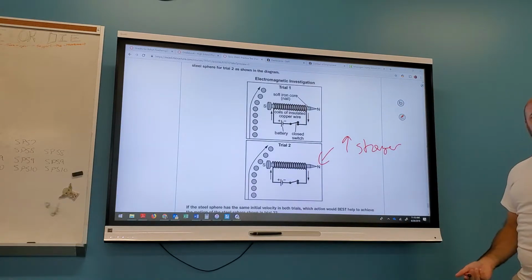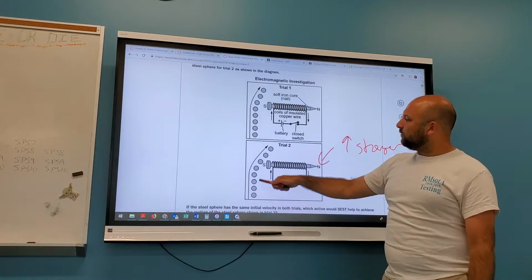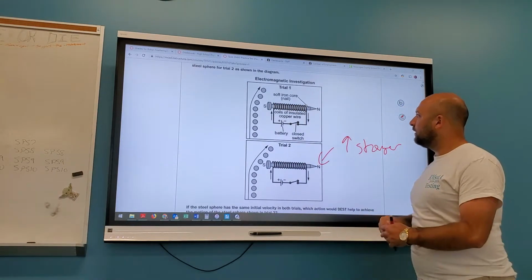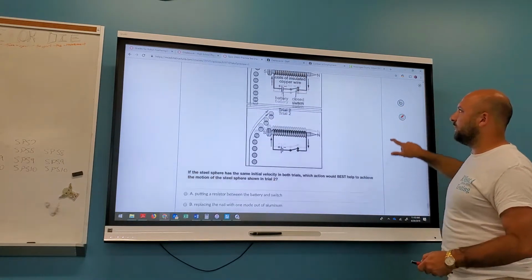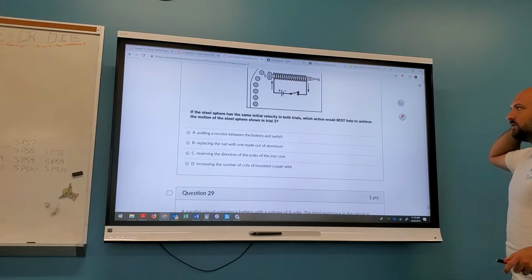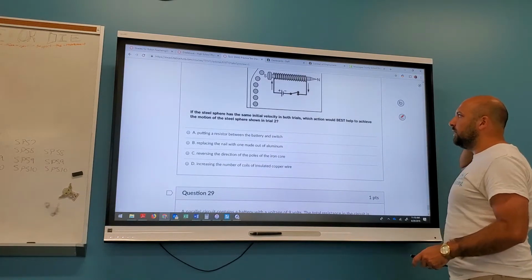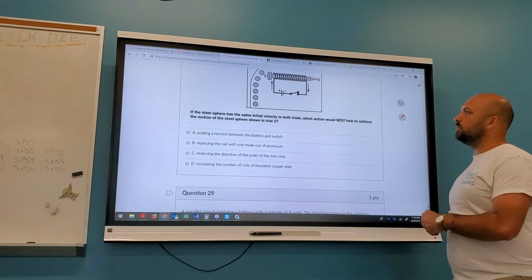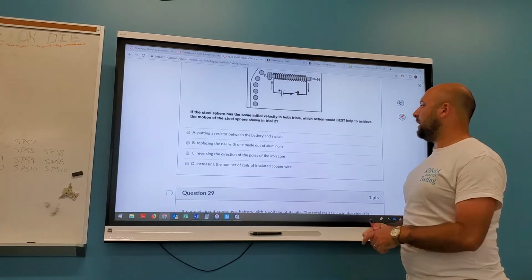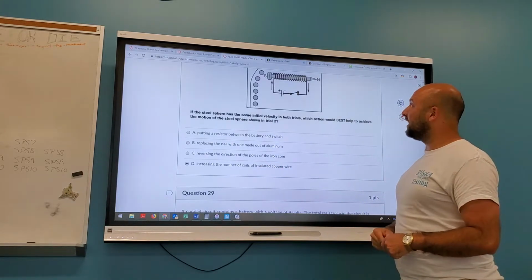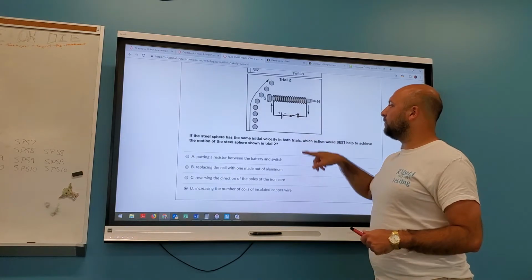All right, and does everybody understand why? You get more of an effect on the particles, therefore it must be a stronger electromagnet here. So, if the steel sphere has the same initial velocity in both trials, which action would best help to achieve the motion in trial 2? Well, I want to have more coils, because more coils means a stronger magnet.